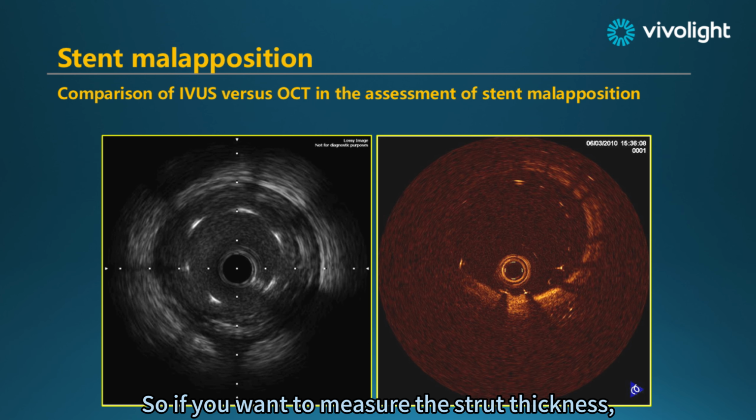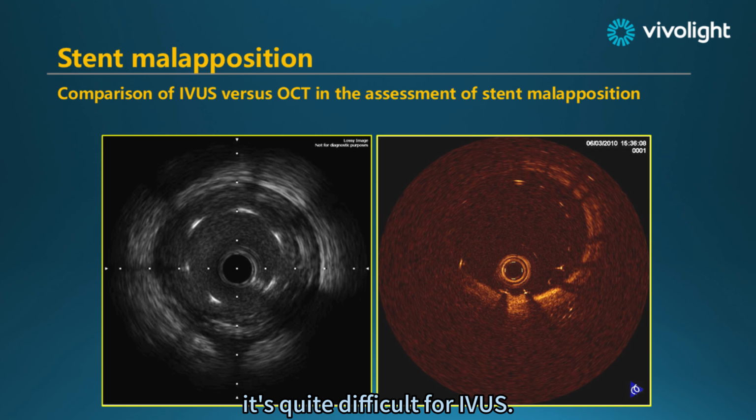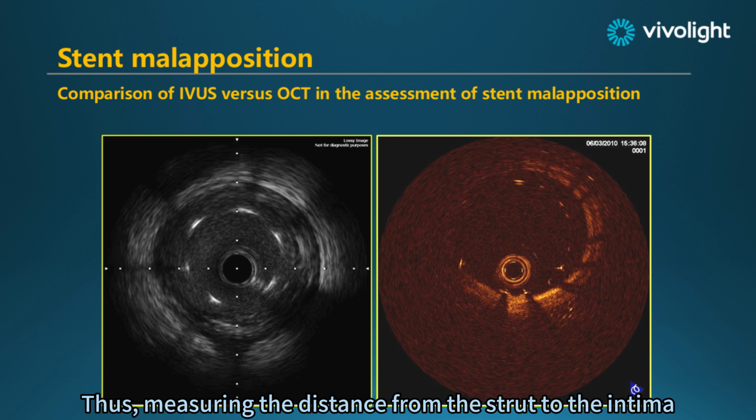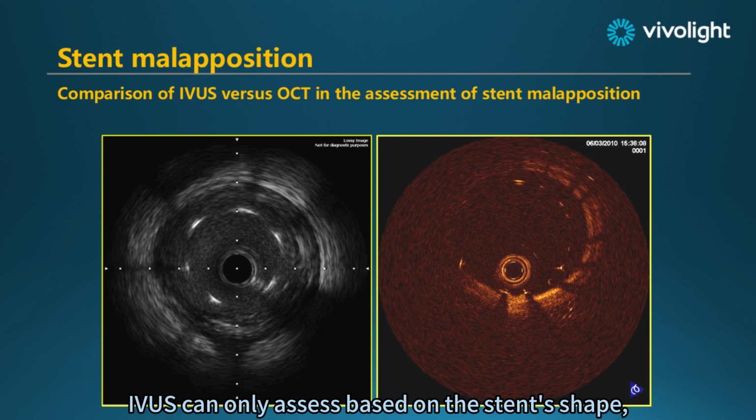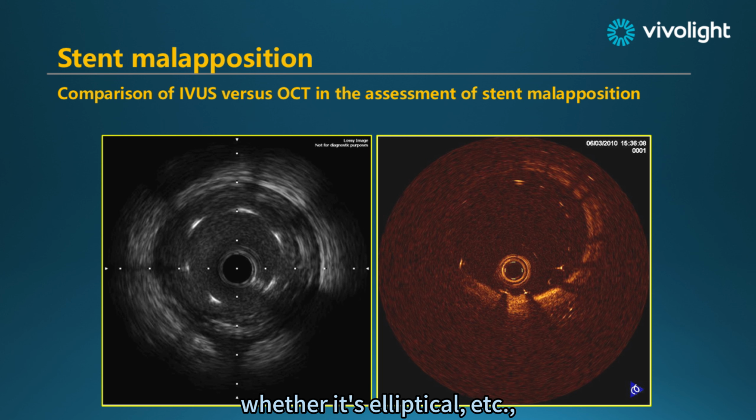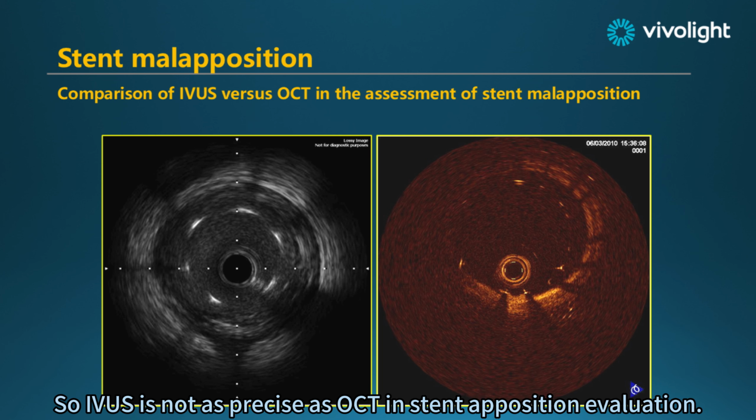So, if you want to measure the strut thickness, it's quite difficult for IVUS. Thus, measuring the distance from the strut to the intima is even harder. IVUS can only assess based on the stent's shape, whether it's elliptical, etc., or evaluate the lumen area. So IVUS is not as precise as OCT in stent apposition evaluation.